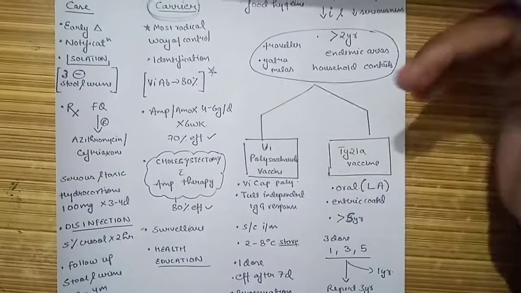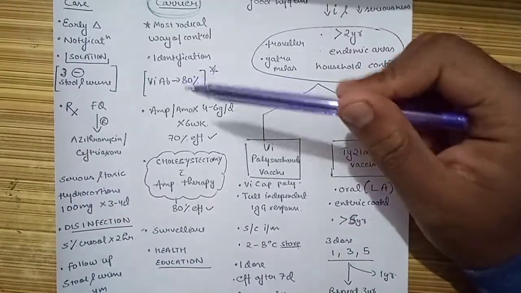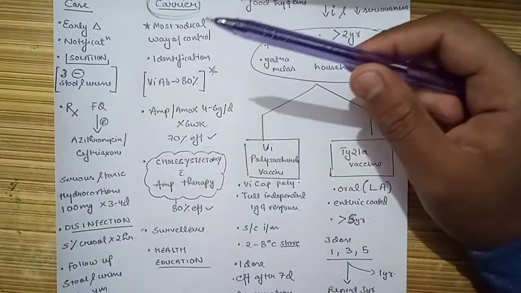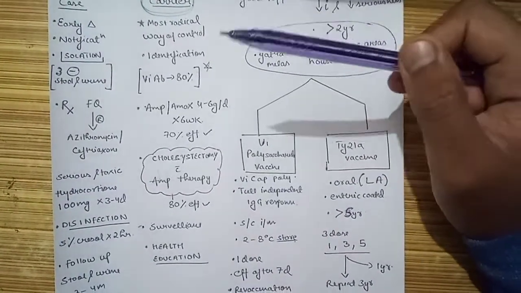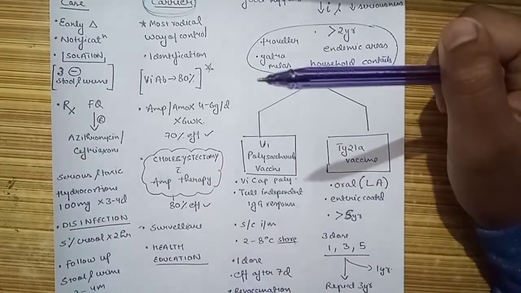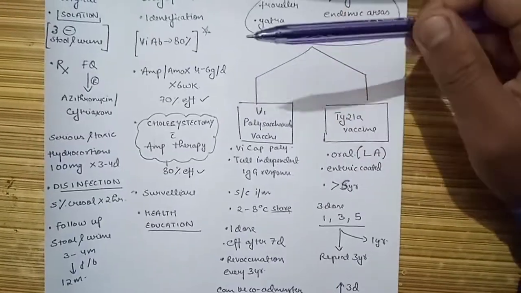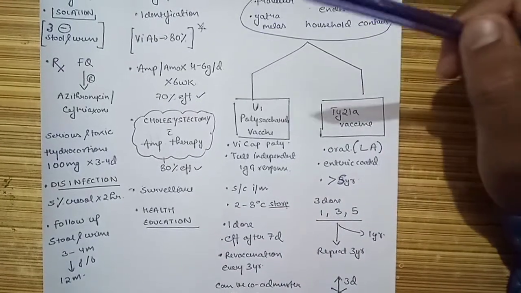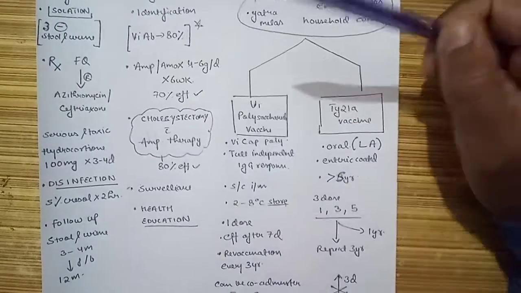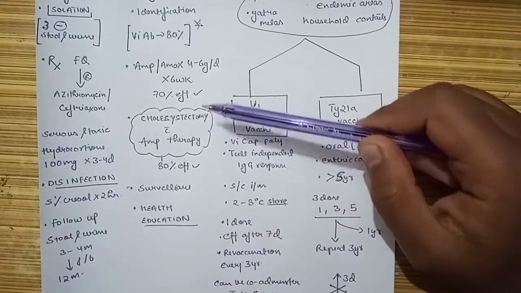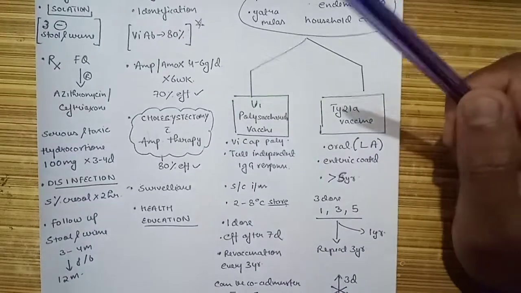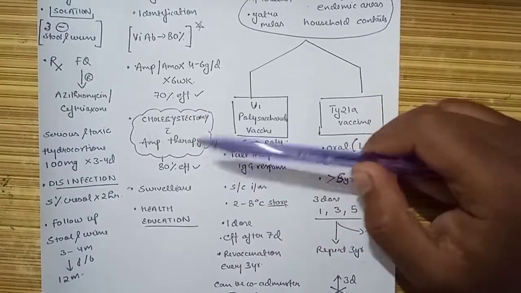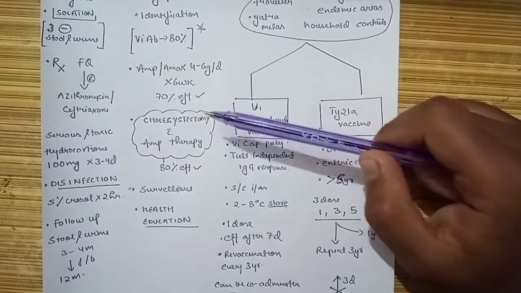Now, carriers are treated by giving concentrated ampicillin or amoxicillin, 4 to 6 gram per day for around 6 weeks, and this has been found to be 70% effective. More effective than this is, as we know, the carriers harbor the bacteria within the biliary tract and the gallbladder. Cholecystectomy plus ampicillin therapy is found to be 80% effective and is the most effective for carrier state.